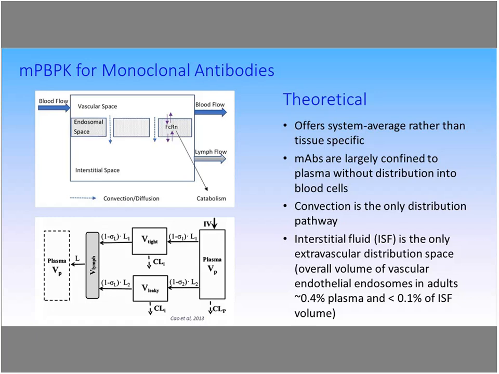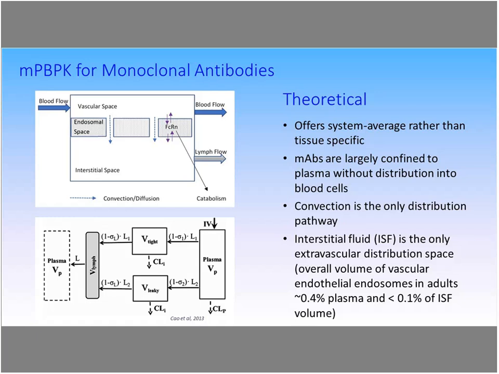The vascular endothelial endosomes are frequently included in the full PBPK model to evaluate the FcRn salvage, but the overall volume of vascular endothelial endosomes in adults is just approximately 0.4% of plasma and less than 0.1% of ISF volume. So regarding the distribution of the mAbs within the vascular endothelial endosomes, this model considers ISF the only extravascular distribution space for mAbs.